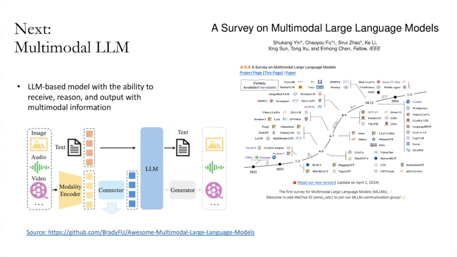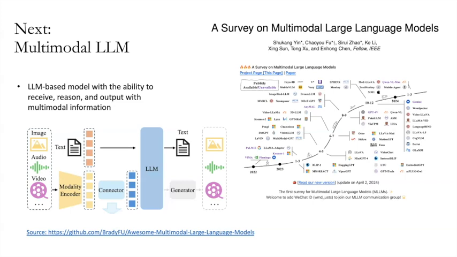What happened with the popularity of LLMs was that there was a push in both industry and academia to develop multimodal LLMs, which is an LLM model, but with the ability to receive, reason, and output multimodal information. This is a very new and upcoming field, and I am experimenting with some of these MLLMs myself, very early stage work. There are some excellent review papers on MLLMs now. I mentioned one of them in the slide. This particular paper also has a pretty updated GitHub page.